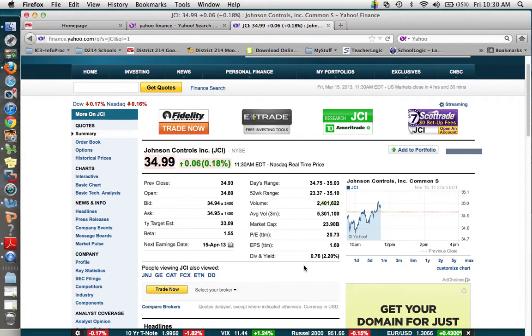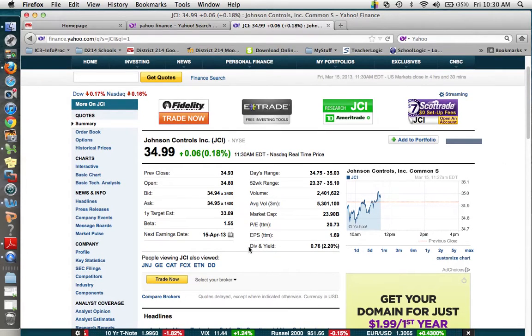And the dividend and yield, this is interesting. It shows you, if the company pays a dividend, what is the dividend earning per each share. So in this case, it's 76 cents. And then the yield shows you the percentage of your purchase price the company will return to you in dividends.